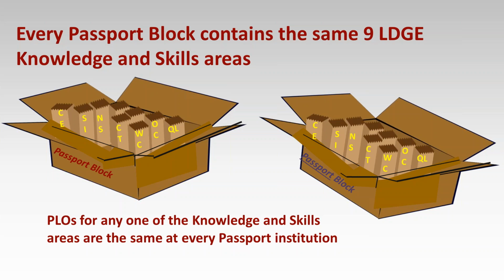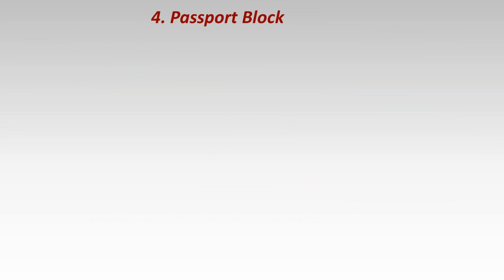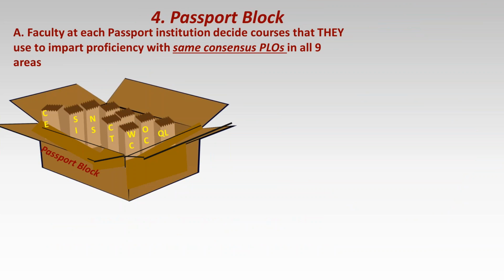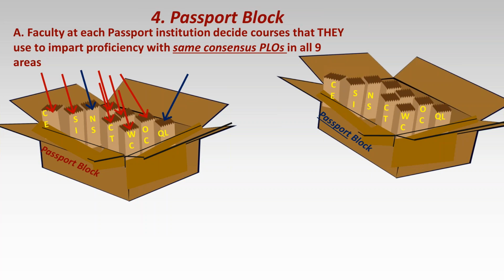And the paper bags are the same for every institution. However, when it comes to filling out the passport block, the faculty at each institution choose their own ways that they bring the students to proficiency with those learning outcomes. So the arrows here indicate learning experiences that faculty at the red institution have used to bring the students to proficiency. The faculty at the blue institutions may use a different set of learning experiences to bring the students to proficiency, but they're addressing the same learning outcomes.